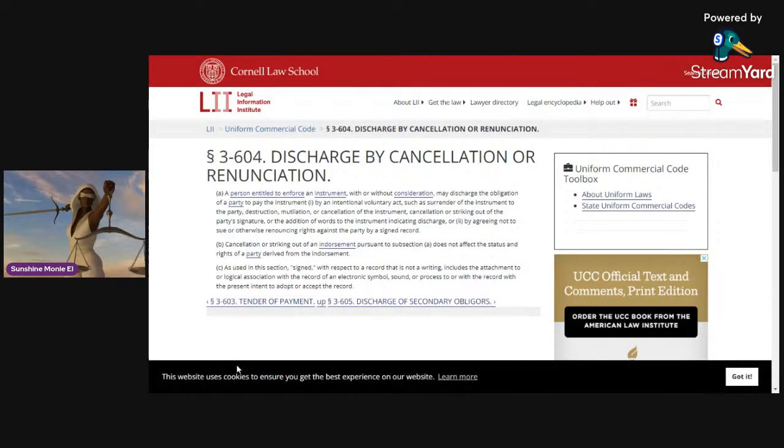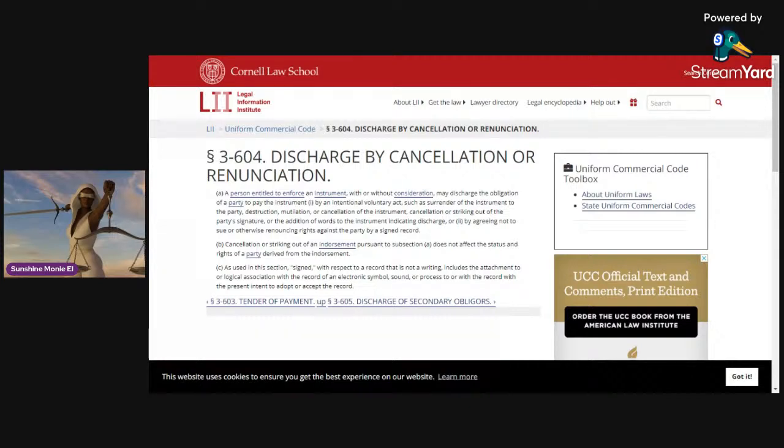So, you want to read 3-604 for me, kid? All right. 3-604, discharge by cancellation or renunciation. A person entitled to enforce an instrument with or without consideration may discharge the obligation of a party to pay the instrument: 1. By an intentional voluntary act such as surrender of the instrument to the party, destruction, mutilation, or cancellation of the instrument, cancellation or striking out of the party's signature, or the addition of words to the instrument indicating discharge.